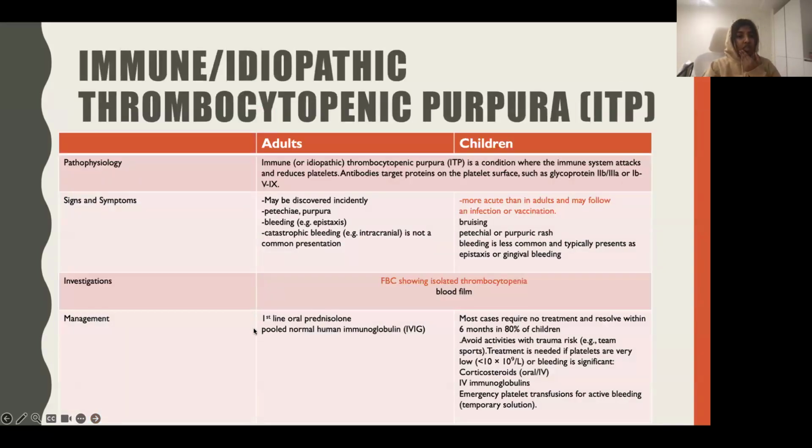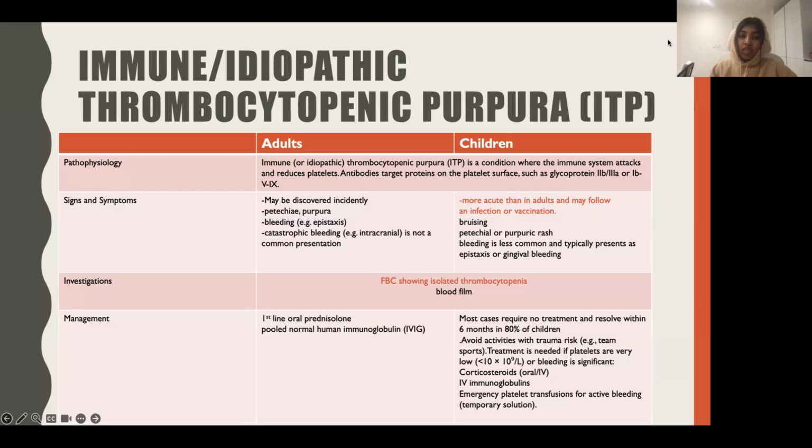So immune or idiopathic thrombocytopenic purpura presents in both adults and in children. It's a condition where the immune system attacks and reduces your platelets. Antibodies target proteins on the platelet surface, such as glycoprotein 2B and 3A, or 1B and 9. So your body's just attacking your platelets, so your platelets go down. And that's the only problem you should be having in terms of your blood tests.